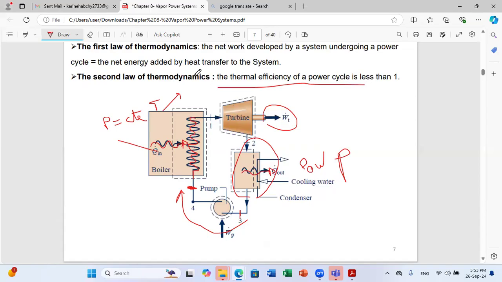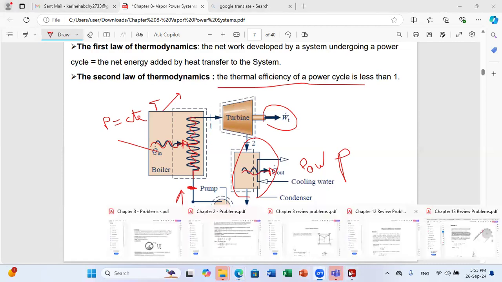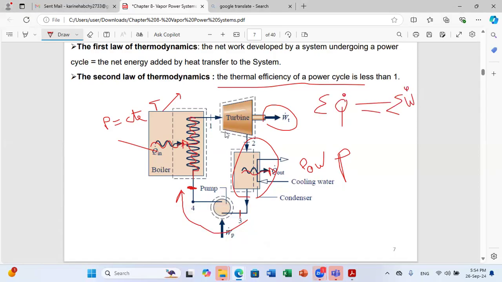But now if we want to apply the first law of thermodynamics, what should we do then? We take for the whole cycle the sum of Q dot equals the sum of W dot. So we have an input of heat at boiler level, so you have Q dot in.